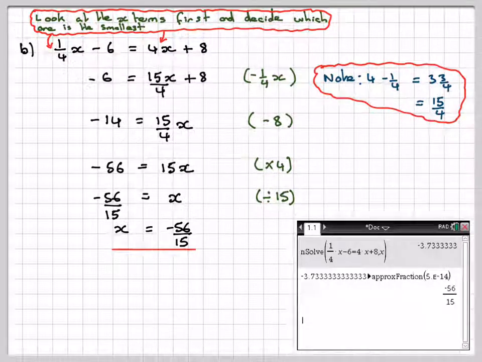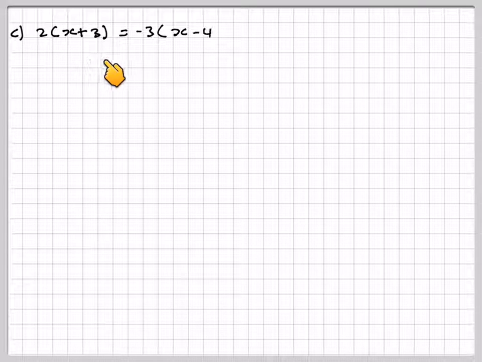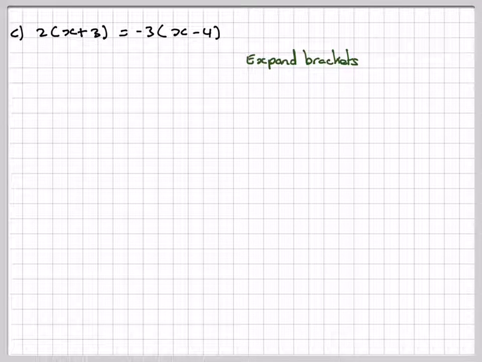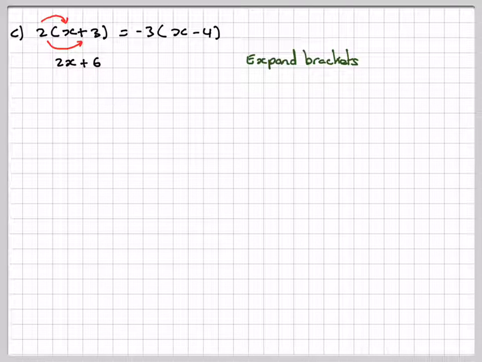Here's the screenshot. 2 brackets x plus 3 is equal to minus brackets x minus 4. First we expand the bracket, so we do 2 times x, that gives me 2x, 2 times 3, which gives me 6. Don't forget that because quite often people put 2x plus 3 and that is a big mistake. Is equal to minus 3 times x, which is minus 3x, and then minus 3 times minus 4 changes the sign to plus 12. Be very careful there about the sign change.